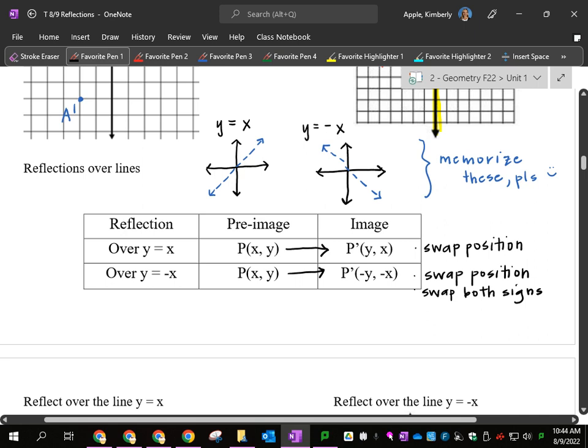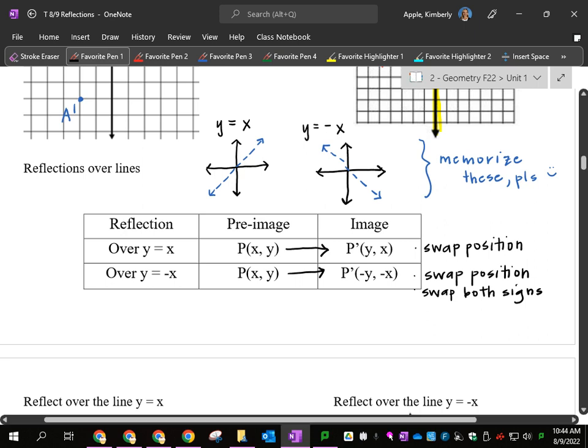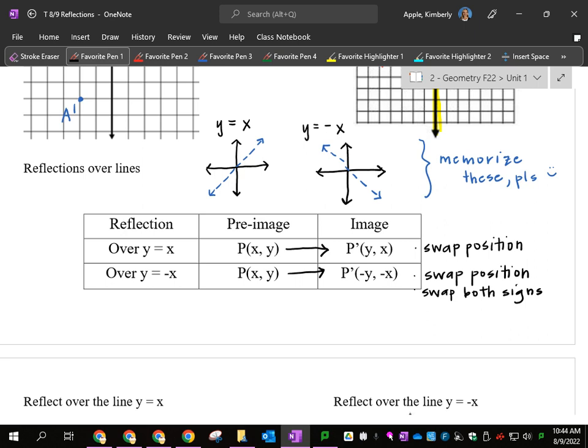So again, what you will be expected to be able to do is I will say, flip it over that line, you'll go to your little sheet and you'll find the appropriate rule and you'll interpret those instructions, okay? I will not do this one. I need you to know how to read that.